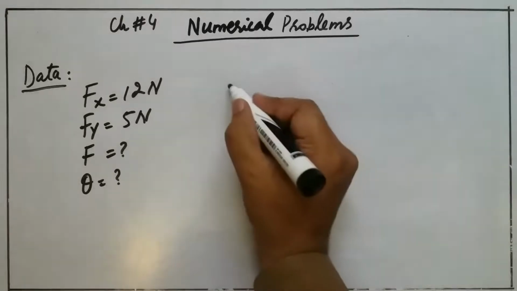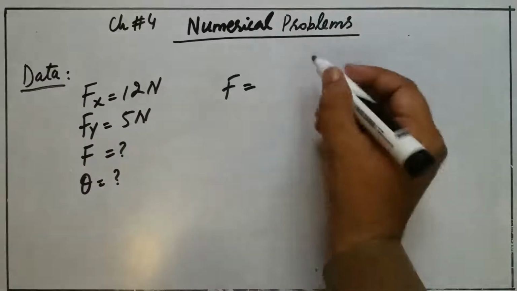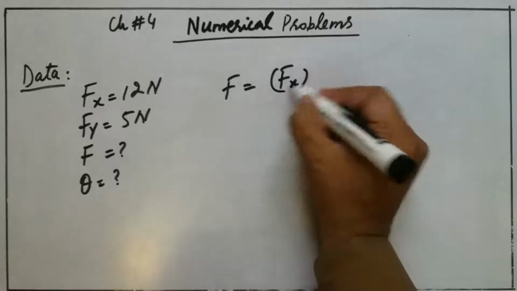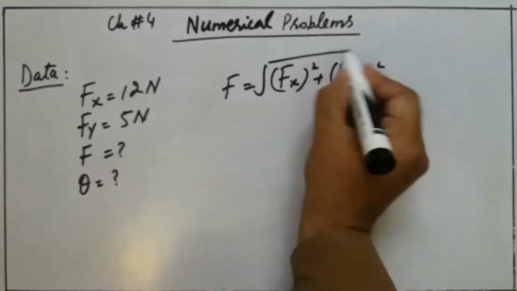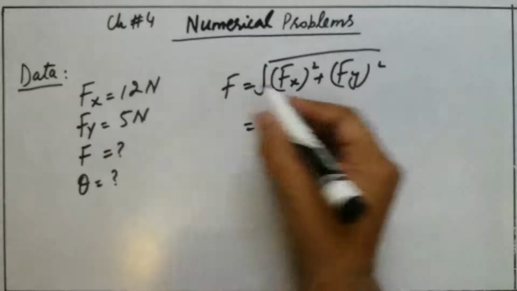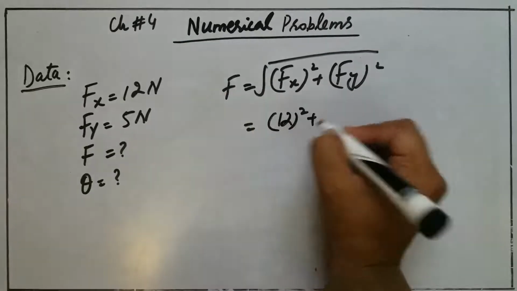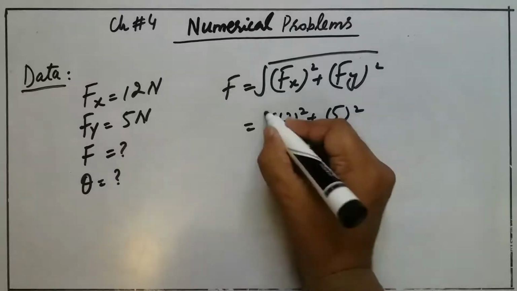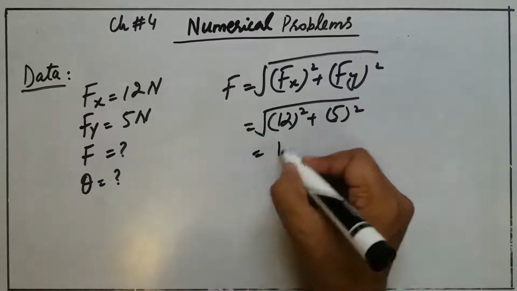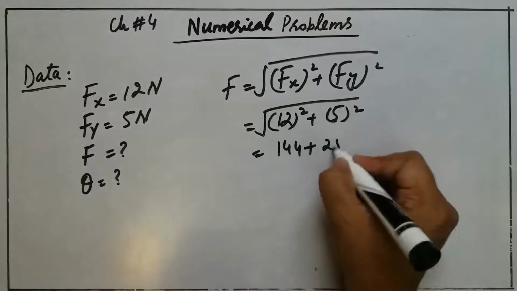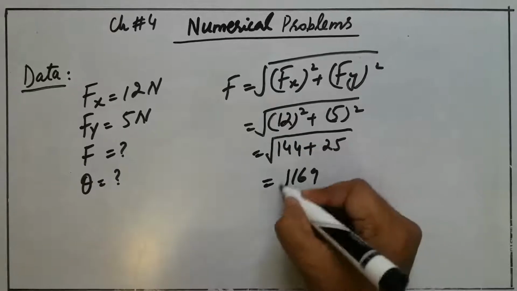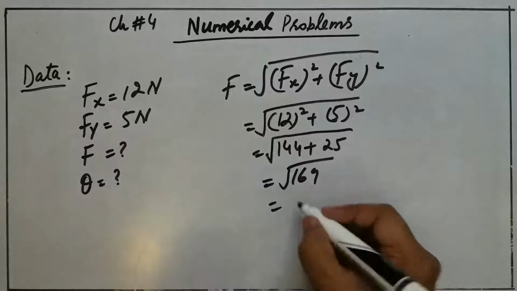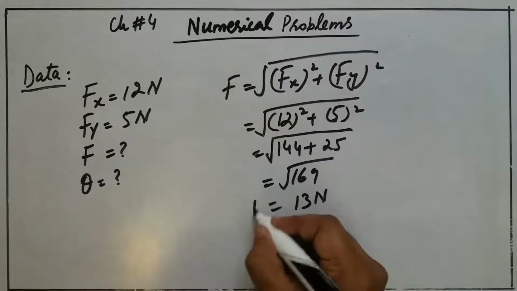In order to get the force, we are going to use the formula, that is the square root of Fx square plus Fy square. So put the values of these two, 12 square plus 5 square, and take the square root. So here 144 plus 25, add these two values, and then take the square root. So the answer is going to be 13 Newton. This is the force.